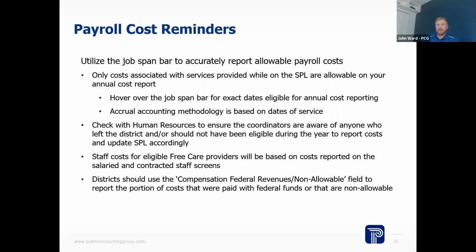And then lastly, that last bullet at the bottom: always report any federal revenues, or make sure each federal dollar is captured on the cost report if you did use federal funds. If you just received a grant and didn't allocate those funds yet during FY21, you don't need to report those, but once you start using those, you'll need to report the funds used on that specific line in the federal revenues non-allowable cost field on the cost report.